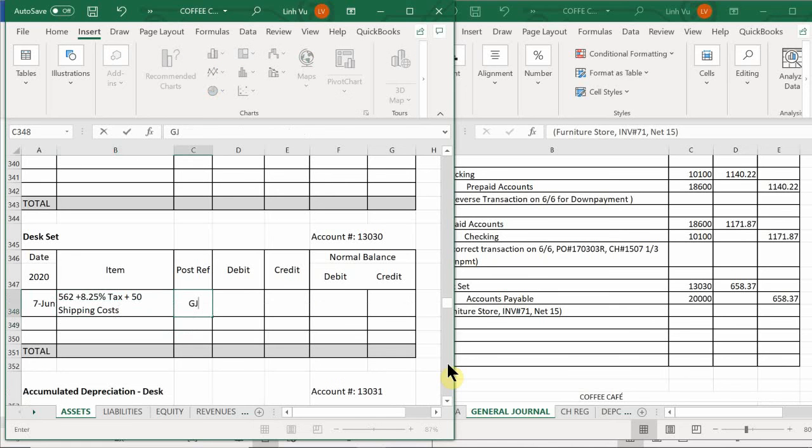General journal number 2, because we're still on there. We're reaching the very bottom of it though. And let's see, debit or credit. In this case, we definitely debited our account for $658.37.